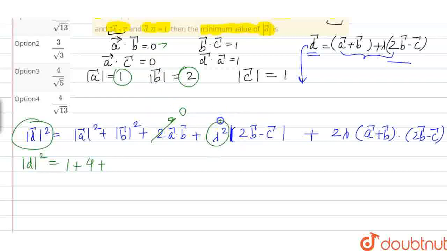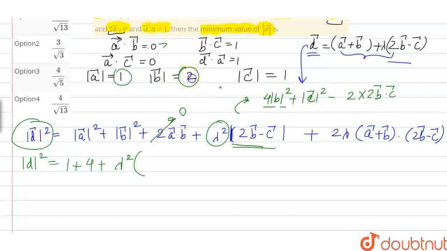And this is basically lambda square multiplied by this value, so this is lambda square, and the magnitude of this would be equal to 4 times magnitude of B square plus magnitude of C square minus 2 into 2B dot C, right? We know the magnitude of B square is equal to 4, so that becomes 4 into 4, that is 16, and magnitude of C square is equal to 1, so this is 1, and minus 2 times 2 into B dot C. B dot C is equal to 1, so this becomes 2 into 2 into 1, that is minus 4, right?